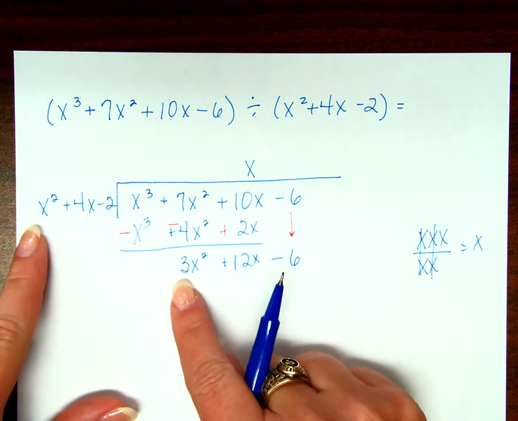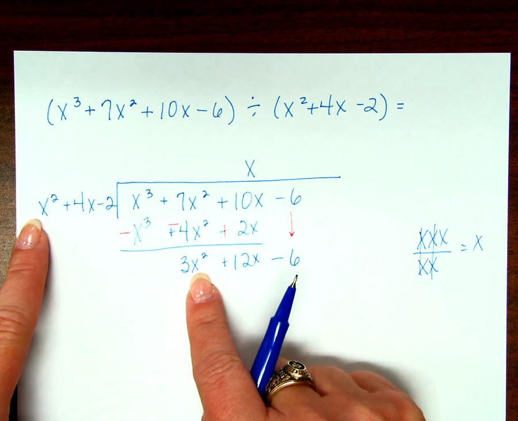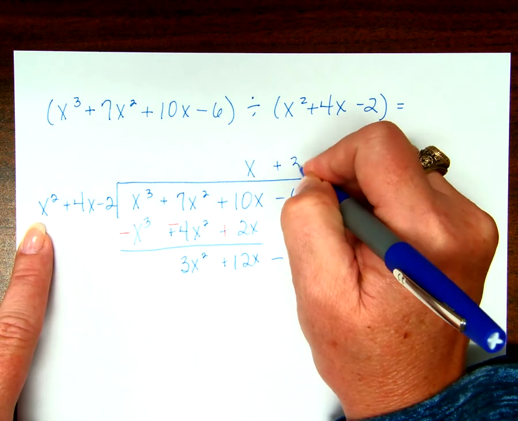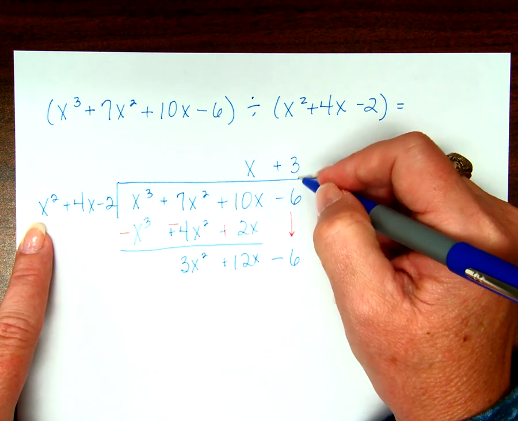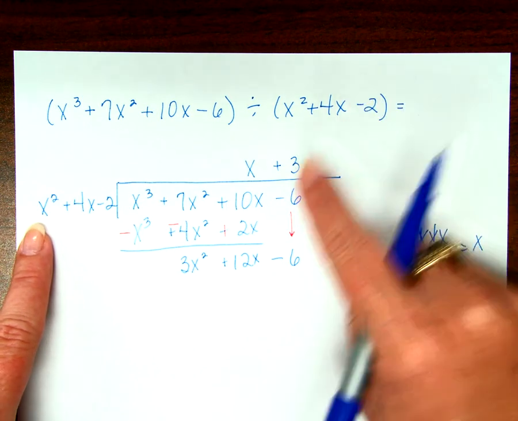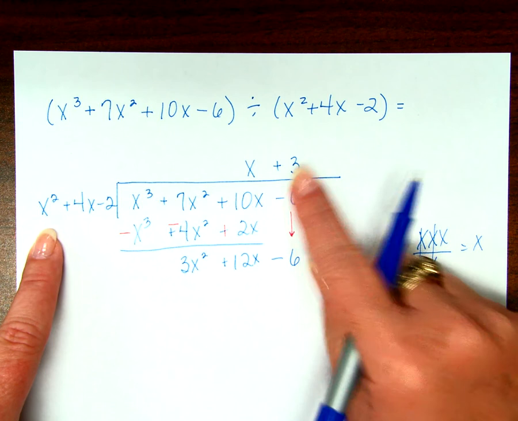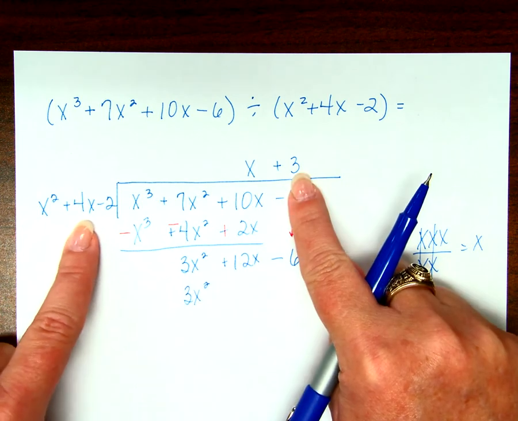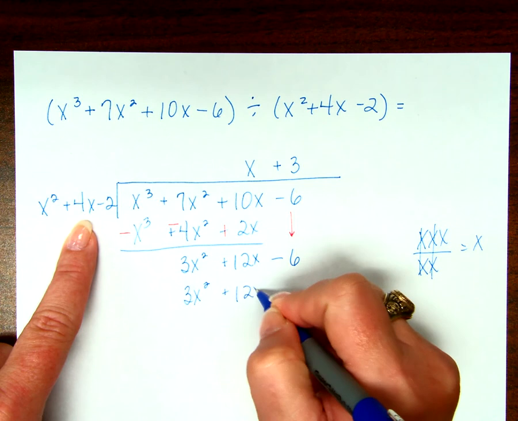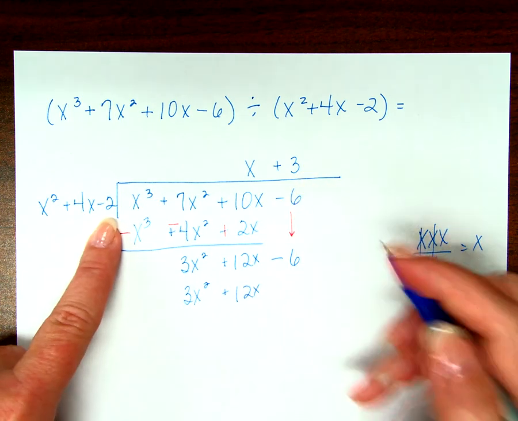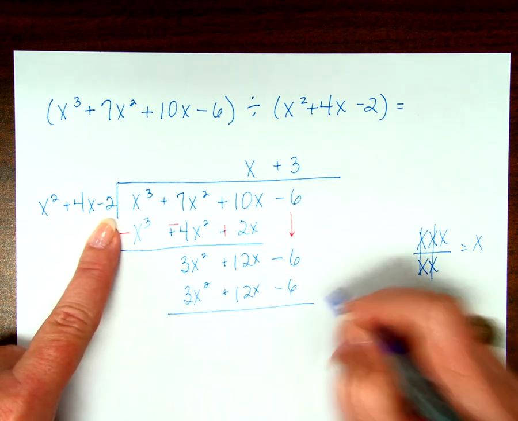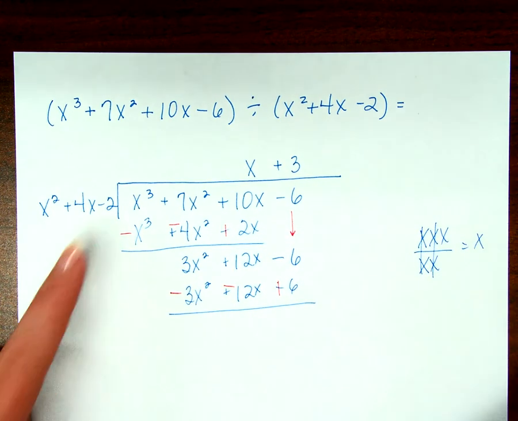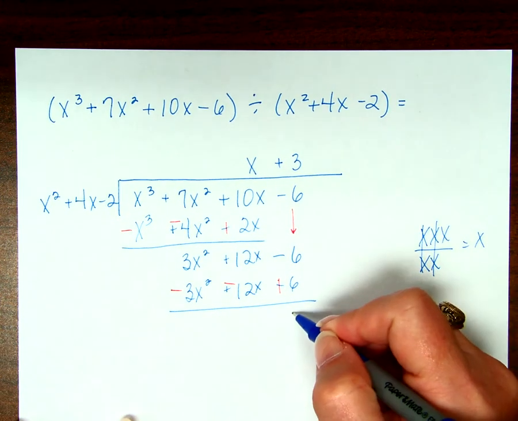Start over, right? 3x squared divided by x squared. So 3. Oop, it's going over the constant, right? So am I going to have to do any dividing anymore? Okay. So 3 times x squared, 3x squared. 3 times 4x, 12x. 3 times negative 2. And now? Well, look at that. What just happened?